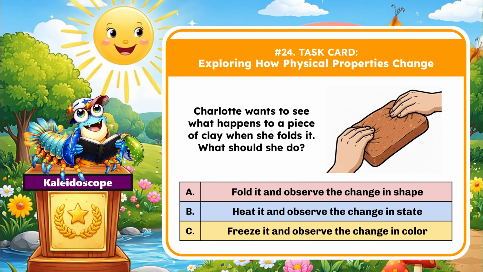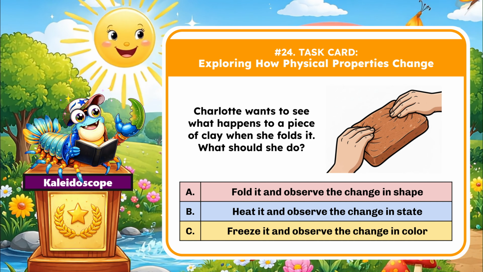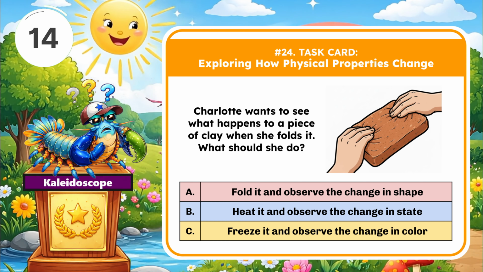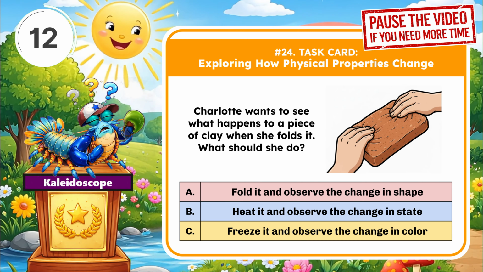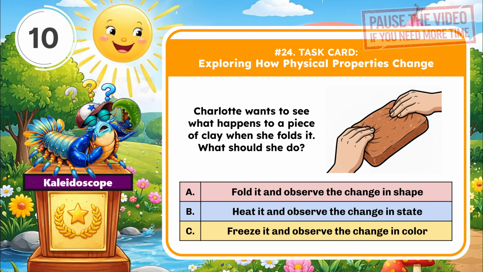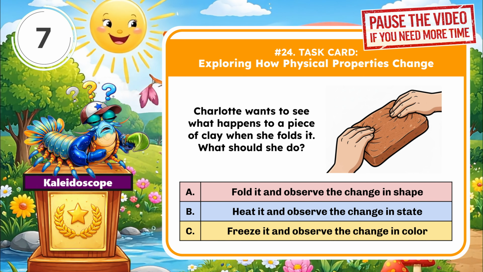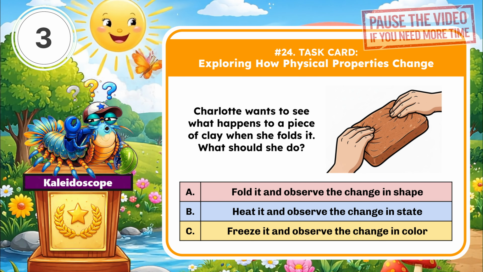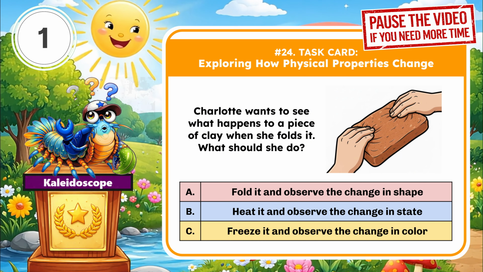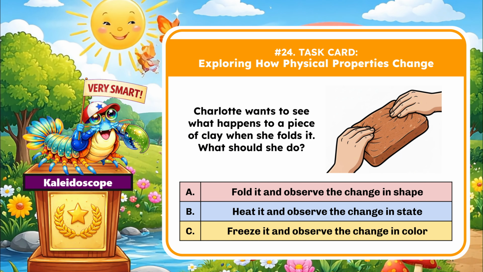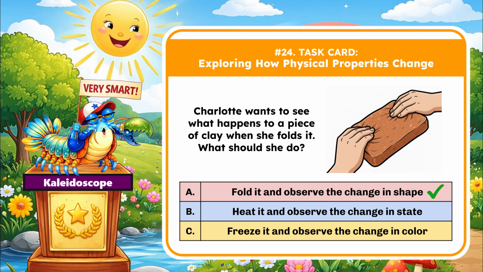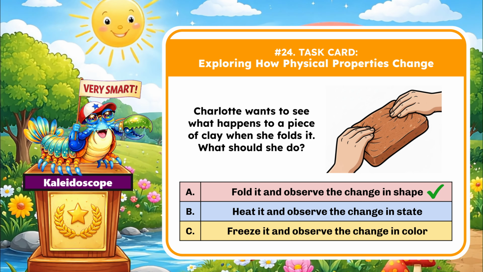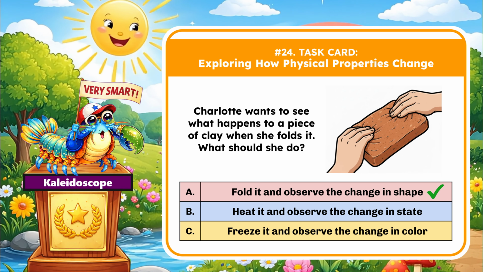Charlotte wants to see what happens to a piece of clay when she folds it. What should she do? And the correct answer is letter A, fold it and observe the change in shape.